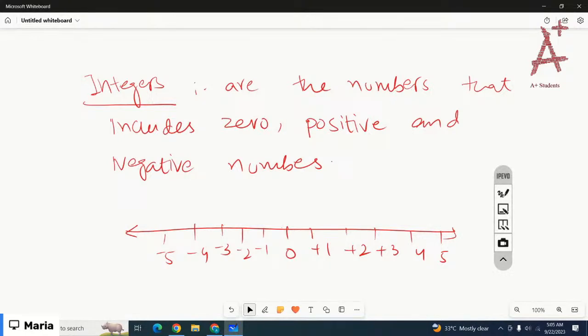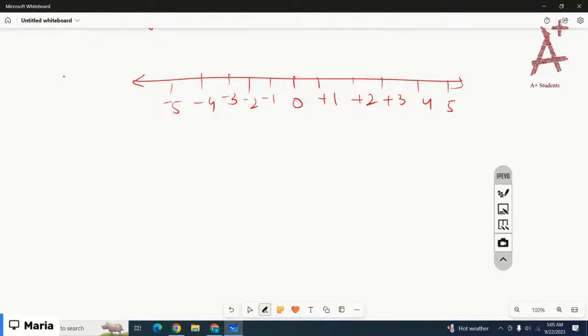Okay, so why do we use positive and negative numbers? Sometimes we have scenarios that we have to represent with positive and negative numbers. For example, you have a loss of $5, right? So how do you represent a loss? Usually the loss or the reductions are represented by negative numbers. That means negative 5. The negative 5 tells you that 5 is a loss, right?